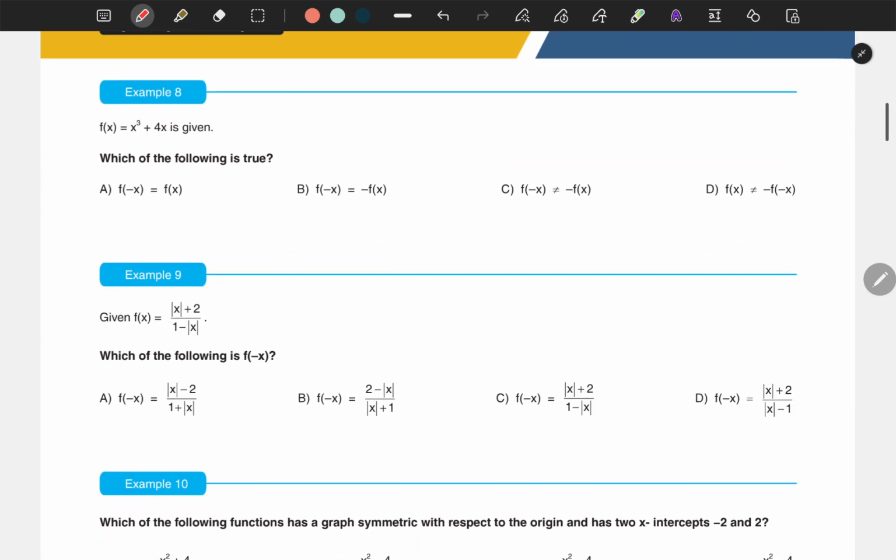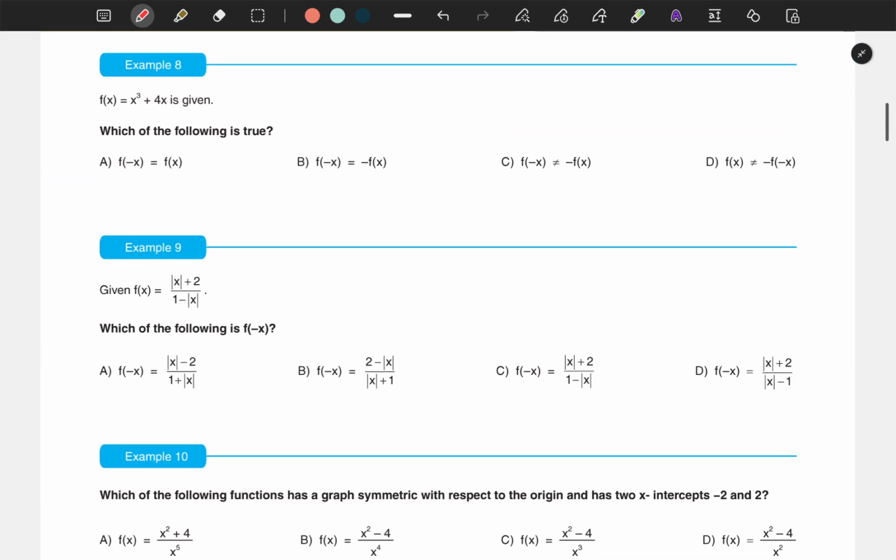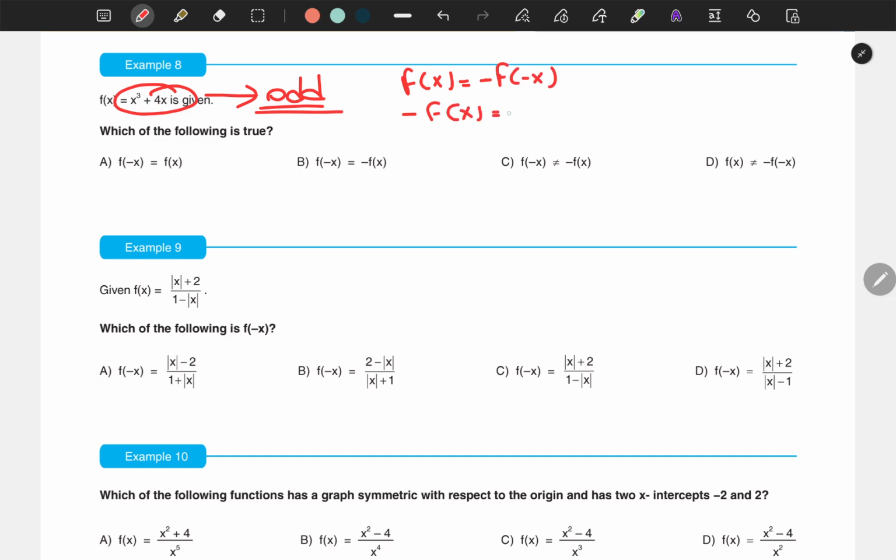Yes. Again, which of the following is true? Look at here. Is this function odd or even? It's an odd function, isn't it? What is the definition of the odd? I have two definitions: f of x equals negative f of negative x, or negative f of x equals f of negative x. Okay, this one is the definition of the even.